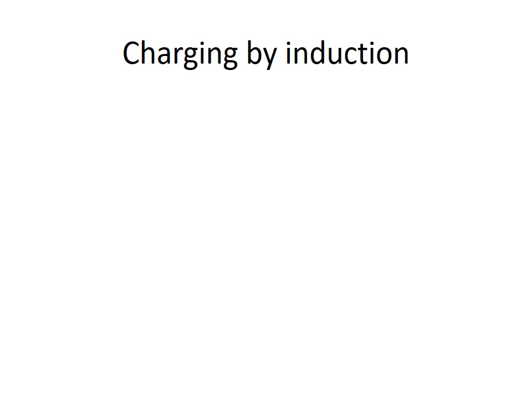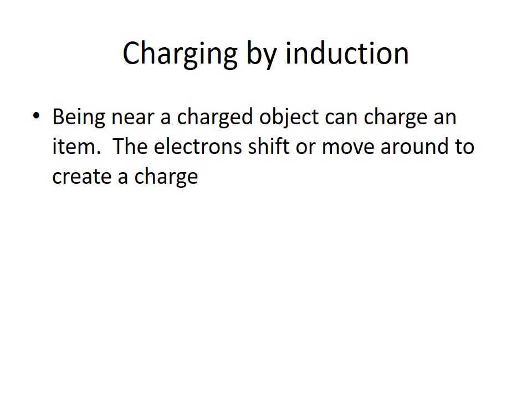The second way is charging by induction. Induction is when you bring a charged object near an uncharged object, and you can create a charge on the uncharged object because the electrons will shift around. So you don't actually touch it, you just get close to it. So let's say we had our uncharged pith ball, and actually it's not that it doesn't have anything in it, it's just that it's neutral, no charge, because it has an equal number of positive and negative charges inside.